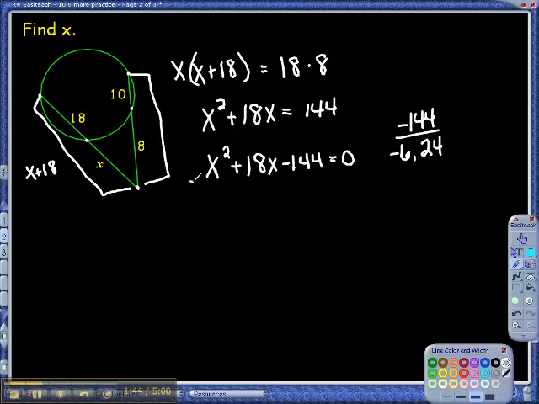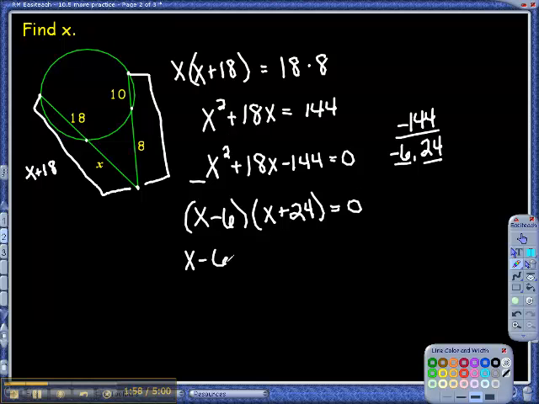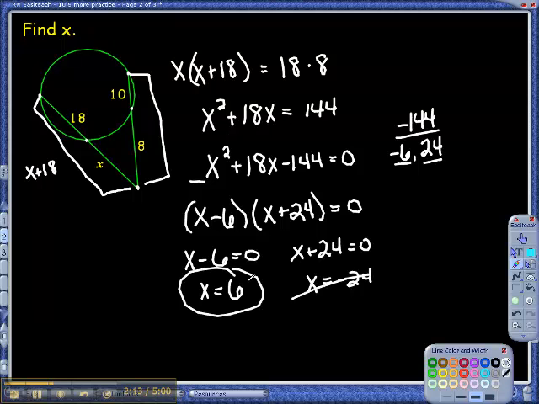Because I have a leading coefficient of 1, I can use that shortcut to say we have an x minus 6 as one of the factors, and an x plus 24 as my other factor. And because we're solving, we set each one of those factors equal to 0. We would find that x could be a positive 6 if I added 6 to both sides, or a negative 24. Again, because it's a segment length, it can't be negative, so x is just 6.